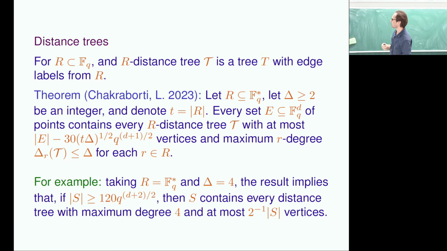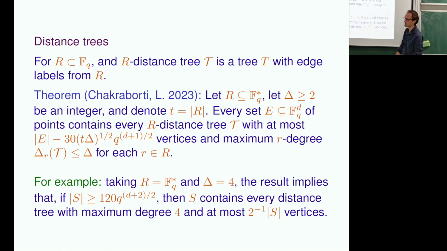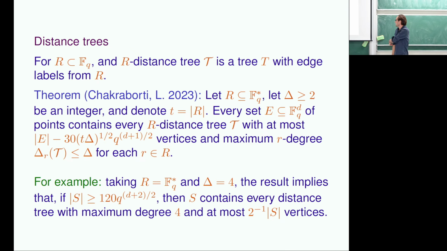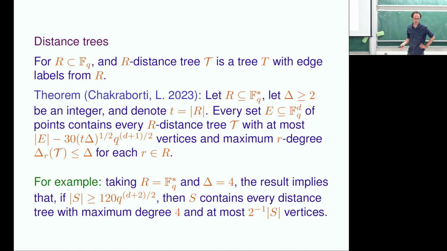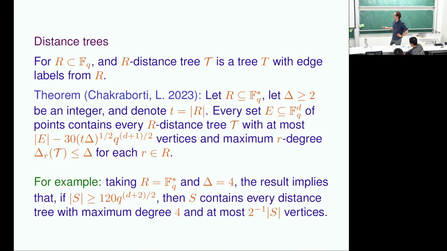So for example, if we take R to be the set of all of the distances, then what the result shows is that we can take the threshold q to the (d+2)/2. So we're losing a square root of d factor in the threshold. And we get every distance tree with maximum degree 4 and at most half of the vertices. So this is what we mean by almost spanning. So the size of the tree is comparable to the set of points that we find. We can find every tree that's of size comparable to the set of points. But we have some bound on the degree.